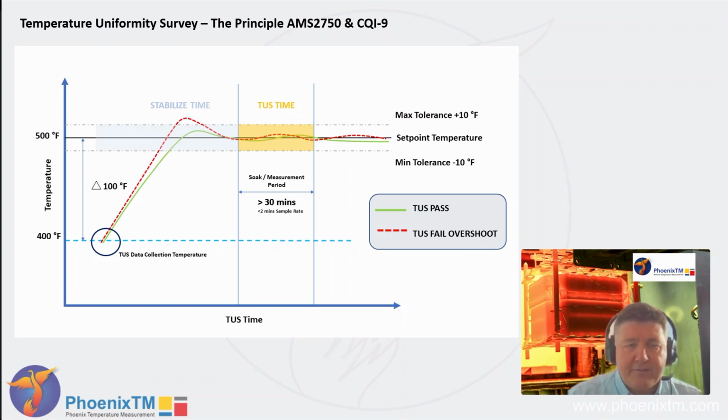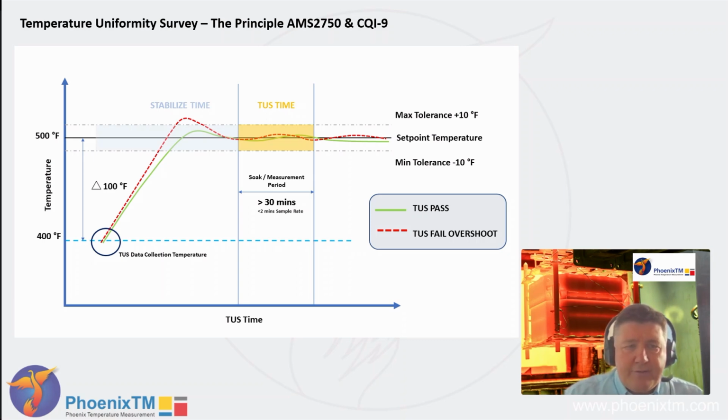This is where the system enters the furnace and the temperature rises to the set point temperature that the furnace is running at. After stabilize, you've got the actual physical TUS time where the TUS data will be analyzed in detail. You can see here this is for 30 minutes in duration. And for this particular TUS, we have an upper and a lower tolerance limit of 10 degrees Fahrenheit.